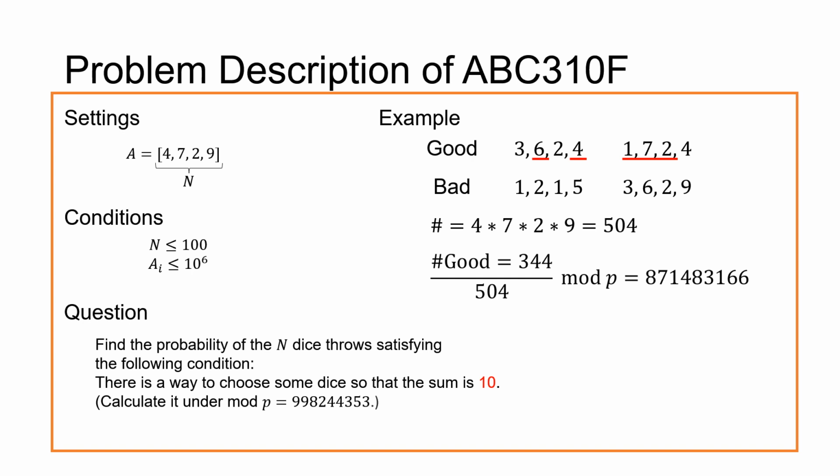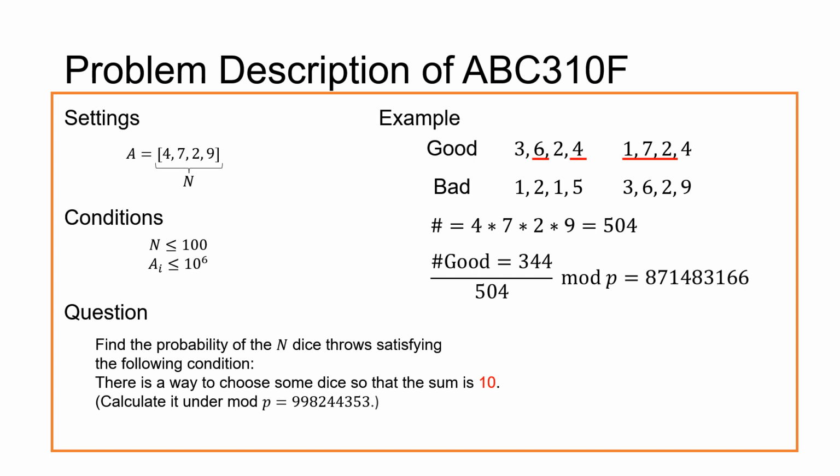We have n dice and the ith dice shows a random integer between 1 and Ai with equal probability. So each element in array A represents the maximum value of each dice. Our question is to find the probability to satisfy the following condition when the n dice are thrown simultaneously. The condition is that there is a way to choose the values of some dice so that the sum equals 10. But we need to calculate it modulo the large prime p.